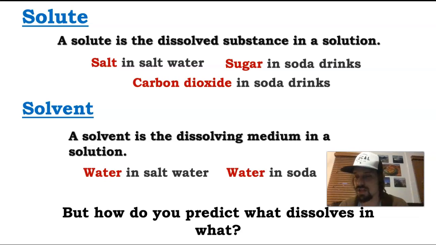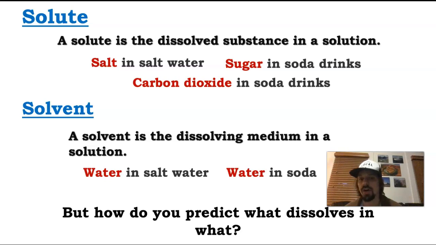A common solvent is going to be water. And there's an infinite amount of solutes. Salt in salt water is a solute. Sugar in soda is a solute. It's dissolved in water. Carbon dioxide is dissolved in water to make soda. That's a solute. Water is going to be a common solvent. There are other solvents, but the most common one, and the one that we're going to be using this whole unit, is water.